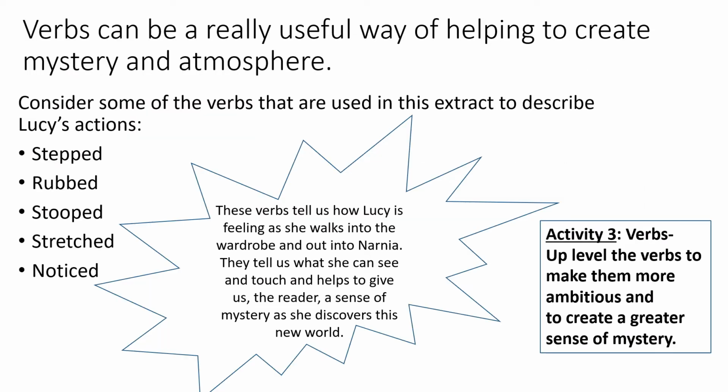We're going to concentrate on the use of verbs now, and how the choice of verbs to describe Lucy's actions helps to create mystery and atmosphere. We're going to look particularly at paragraphs 3 to 6. We go with Lucy as she stepped into the wardrobe, rubbed her face against the coats, and stooped down to touch the ground. By selecting these verbs rather than walking into the wardrobe, touching the coats, and bending to touch the ground, there is a greater sense of mystery and atmosphere.